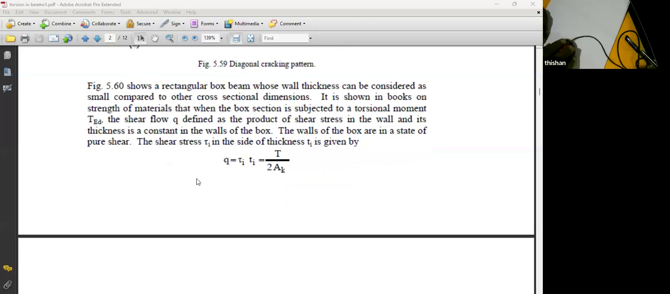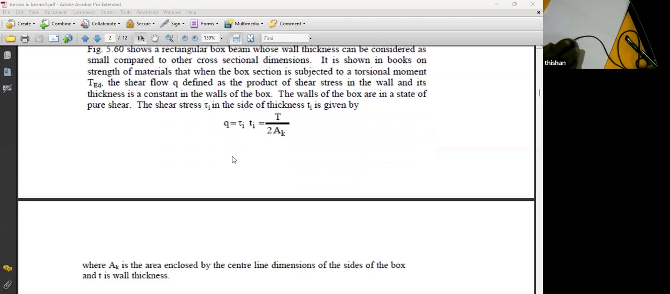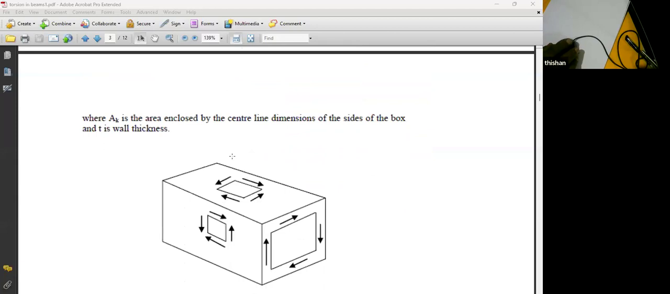So this equation I showed you, I told you that for hollow sections, this is a very useful equation. And now you can see how we make hollow sections in a rectangular or square beam.